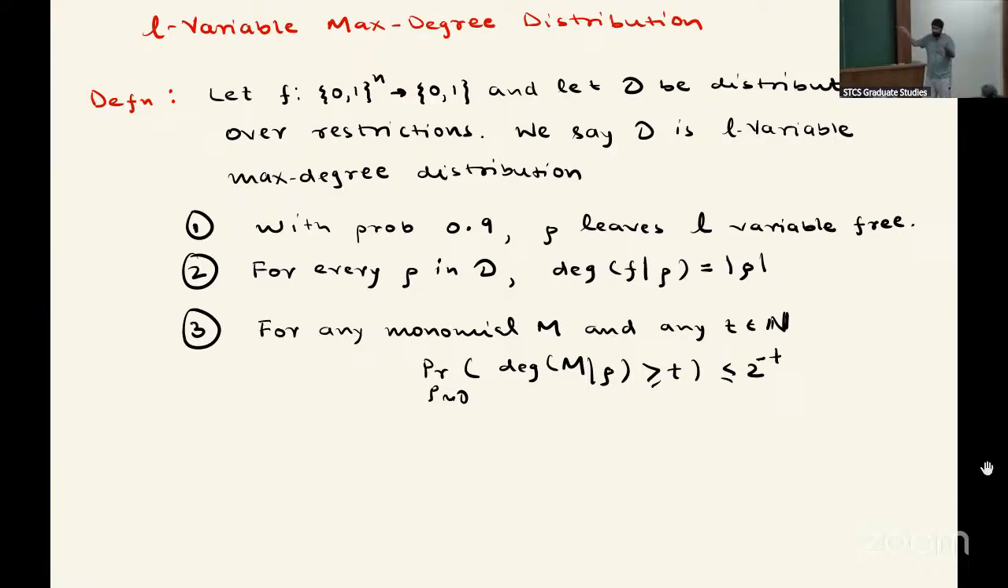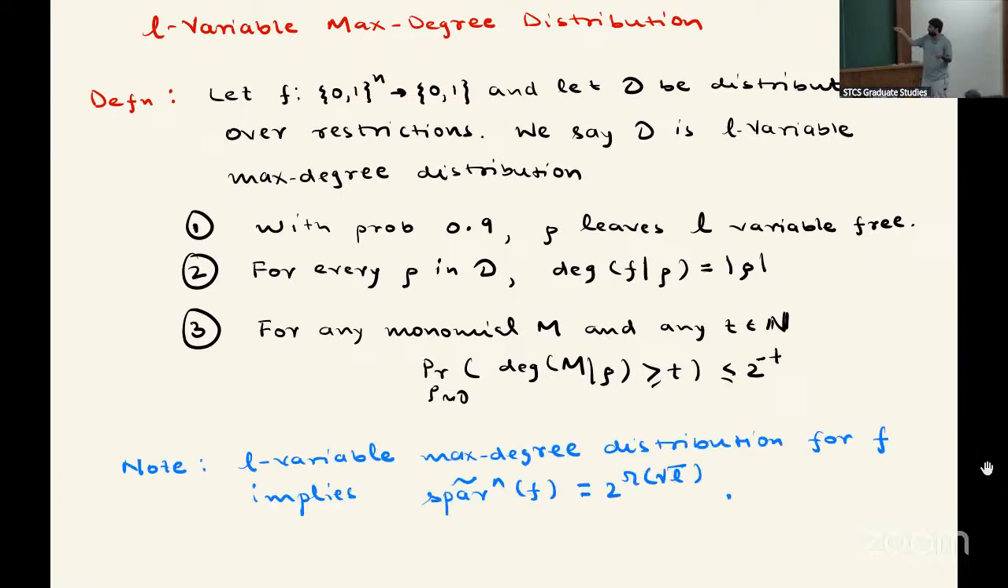You can see that these properties were essentially the properties that I was using to argue why the approximate sparsity of OR was large, or the approximate sparsity of AND/OR was large. Right? So I'm just making this note that if I can show that large sparsity implies such a distribution on random restrictions, then I can say that approximate sparsity is like 2 to the omega root L, just by the same contradiction argument that we did.